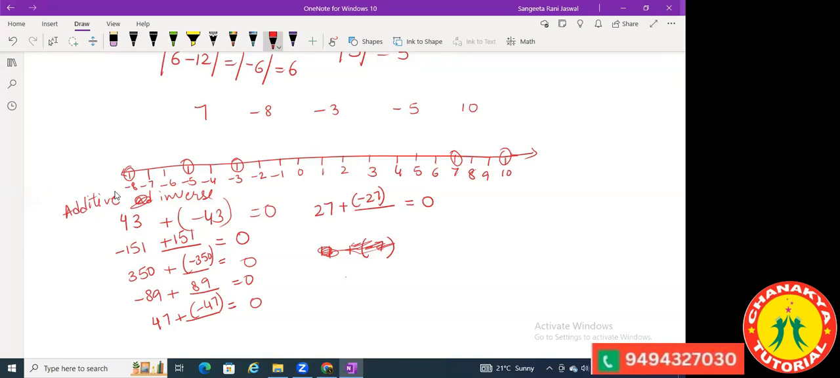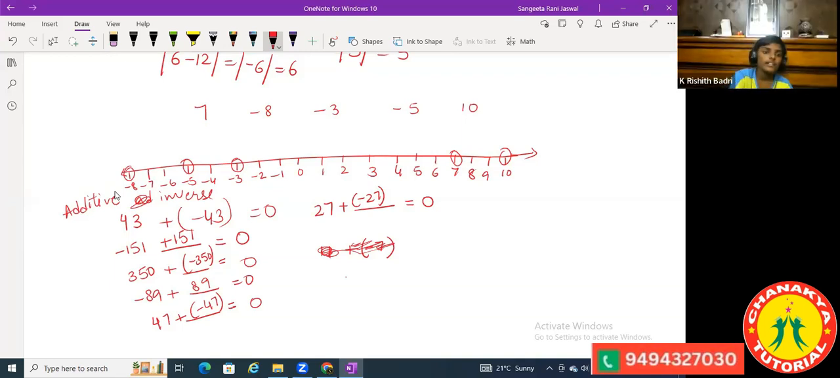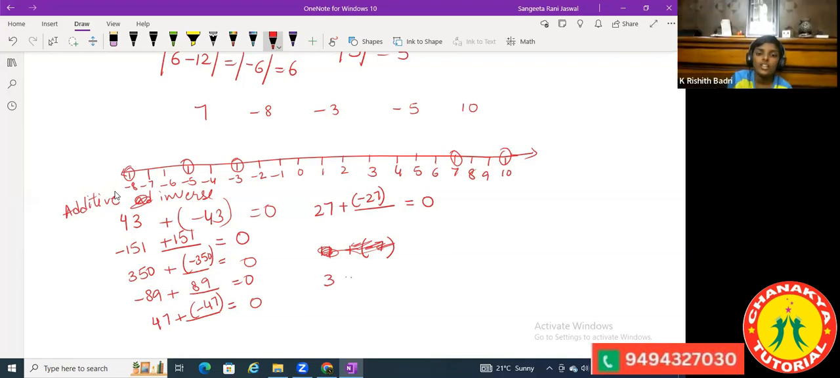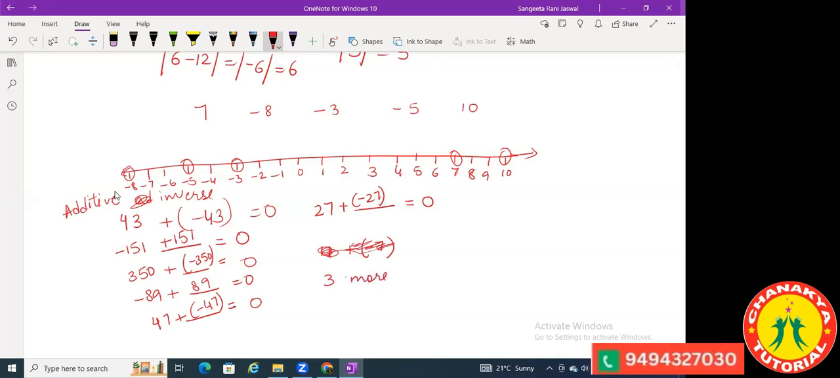See, I have not taught you the sign rule now. I haven't taught you yet, so let's take it like this. Ma'am, but I did it in the sign rule. Never mind. Everyone is saying it's 3, because there are others who have not done these chapters in school. Now you tell me, show it on the number line, 3 more than 5.